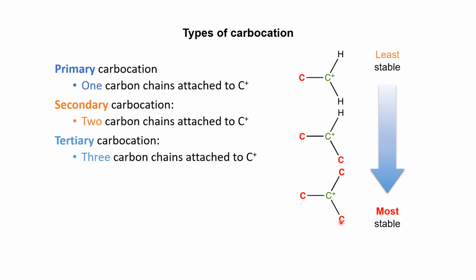In terms of stability, least stable down to the most stable. So between primary and secondary carbocation, the secondary carbocation is more stable. This is why this is the one that leads to the formation of the product in the reaction being discussed.